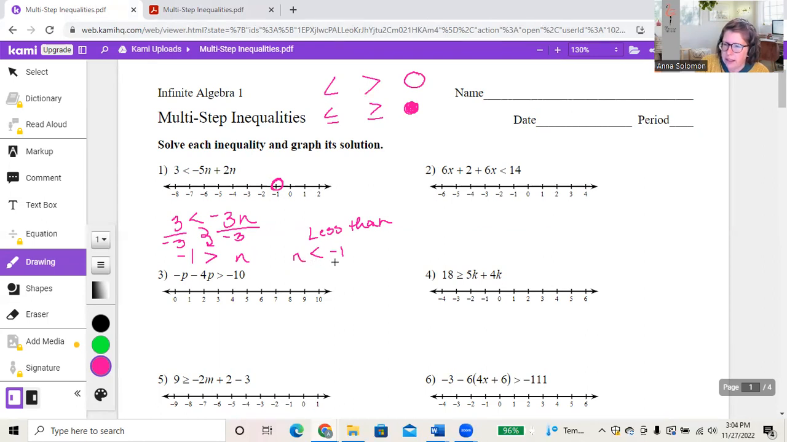So if n is less than negative 1, what does that mean? Could n be negative 10? Yeah, negative 10 is less than negative 1. So I'm going to shade in that direction. I'm going to draw my arrow just like that. Another way to think about which way the line will go is to look at the inequality, and you see how it's kind of an arrow already. So if you do it this way, variable on the left, number on the right, think of it as an arrow and have it go the same direction.